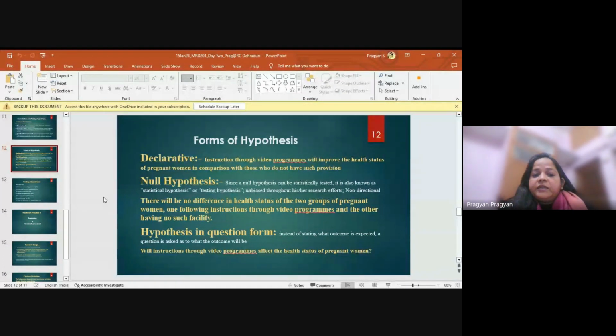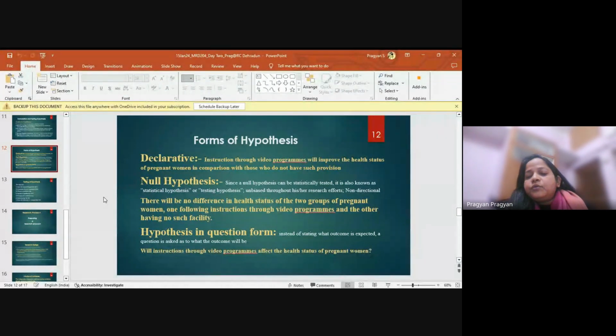One is declarative. As the name suggests, it is all about the declaration or the simple statement of your hypothesis. That means better educational status will improve the reproductive health status of rural women in comparison to those rural women who don't have better educational status. This is a kind of declarative hypothesis.